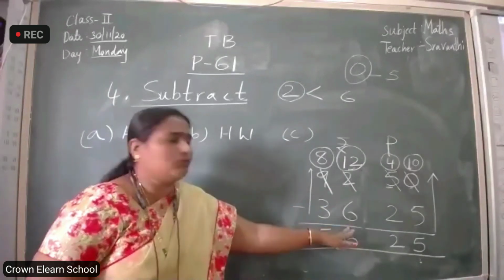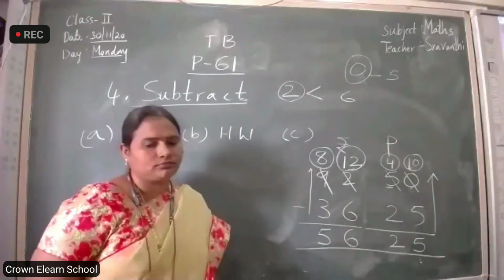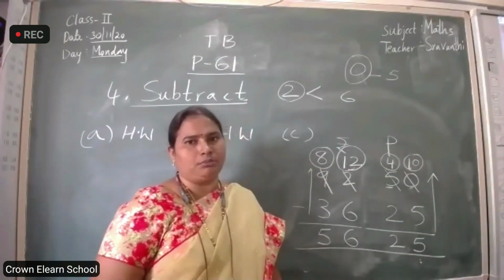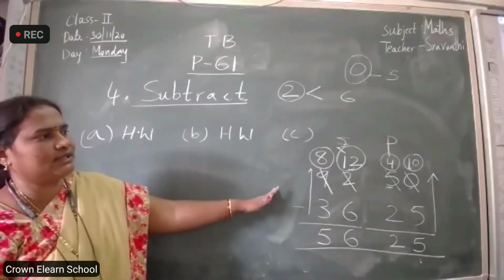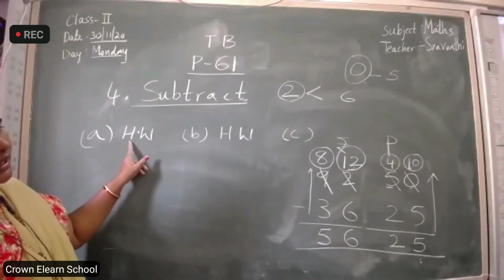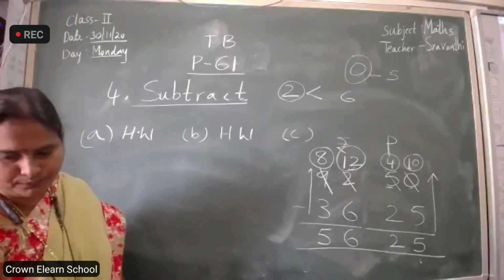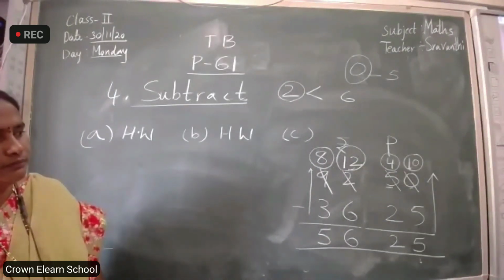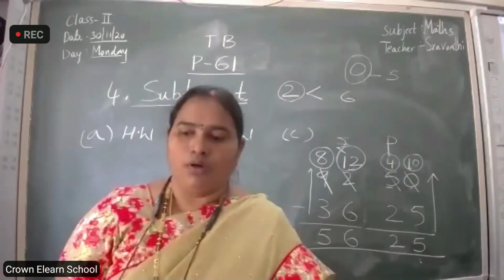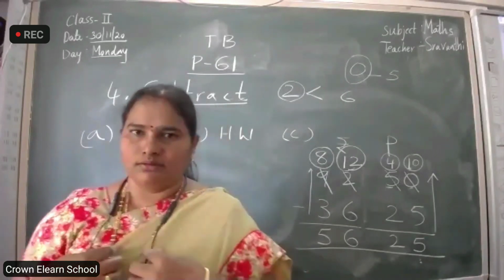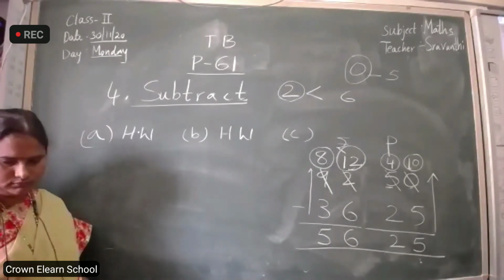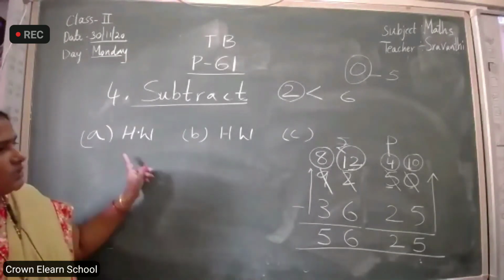When you cannot give, you take borrowing, no? And we know this process, how to take borrowing from the next number. Okay, have you done this? See, do A and B as homework. Homework. A, homework. B also homework. Okay, now you have social class. Page number 61, these two sums you have to do.